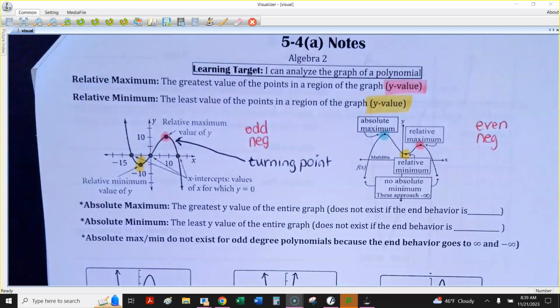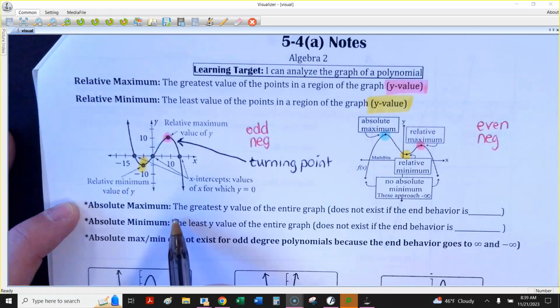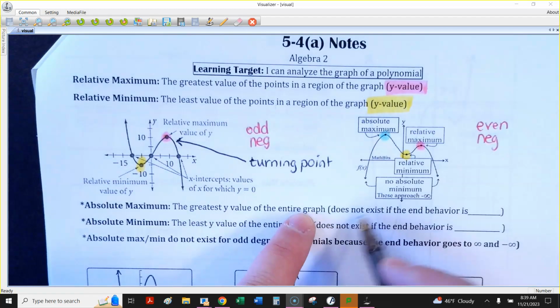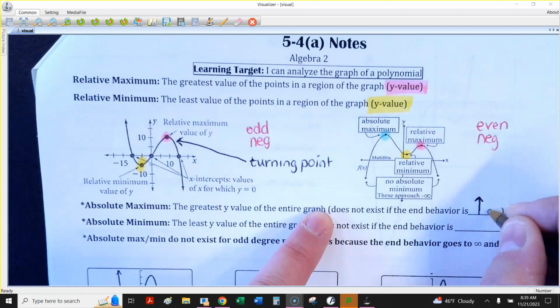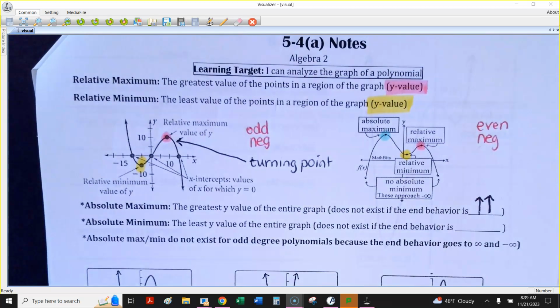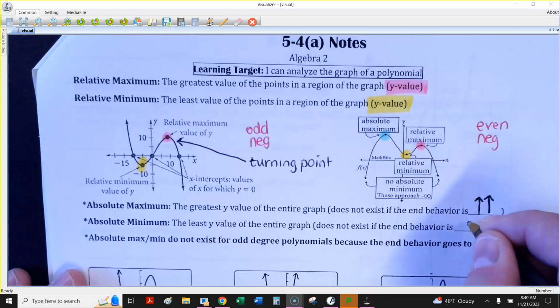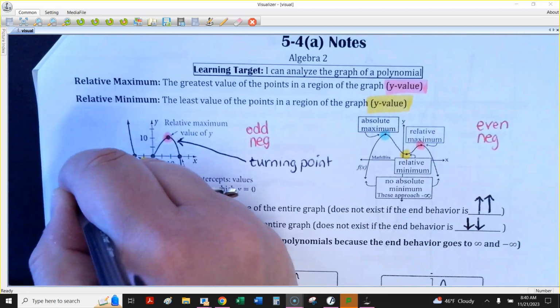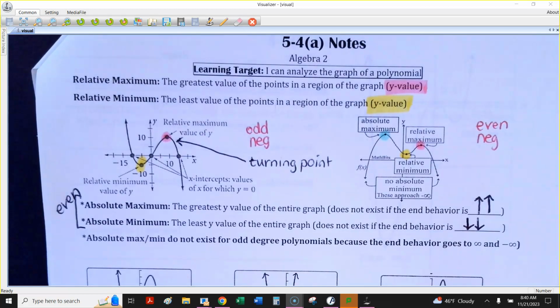So just for absolute max and min, just to add this in, absolute maximum is the greatest y value of the entire graph. So that would be what I have in this little picture, but it doesn't exist if the end behavior goes up on both ends. Absolute minimum, you don't see that in the picture. We'll do that in one of our examples. But an absolute minimum doesn't exist if the end behavior goes down on both ends. So absolute maximum or minimum are only going to exist if you have an even degree polynomial.